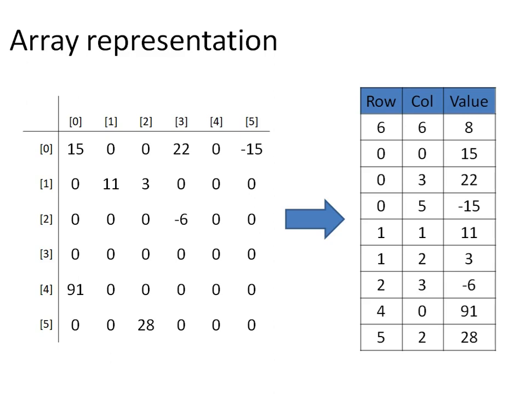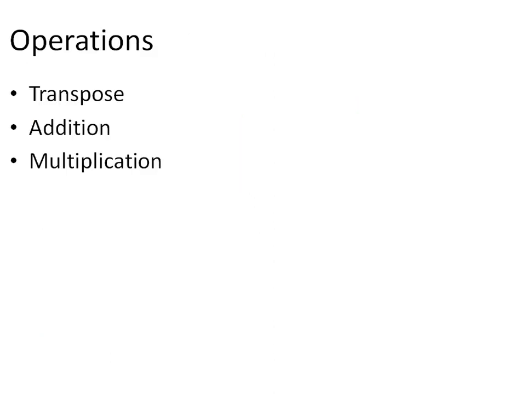So, in this way, we can store a large sparse matrix, which will save a lot of space in case of big dimensions. After storing the sparse matrix like this, next we have to perform operations on it. We are going to look at 3 operations: transpose, addition, and multiplication.